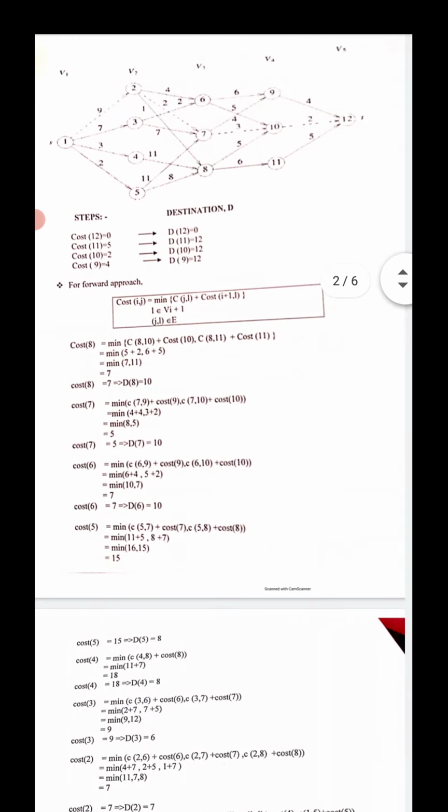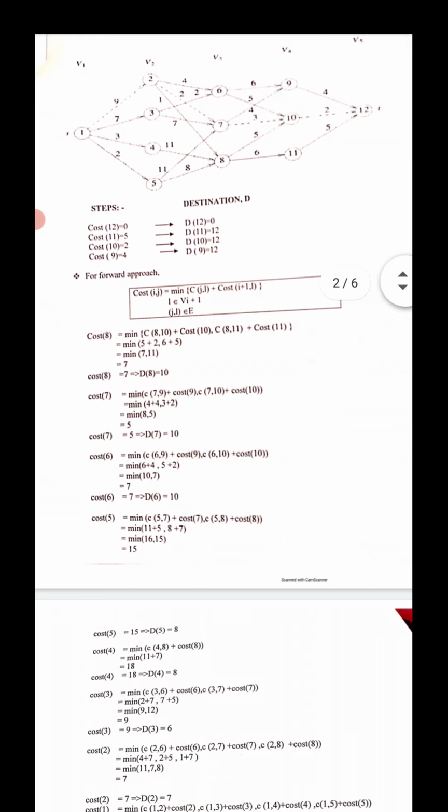Now we have to calculate, listen carefully. Cost of 5, cost of 4, cost of 3 I can tell you, cost of 2, cost of 1 I can't tell you. Listen carefully. Cost of 5 will be assigned to 15. Now we have to calculate destination of 5. From the fifth node it will go to 7 and 8. Which one is the minimum value? 11 or 8? 8 is the minimum value. Now destination of 5 will be assigned to 8.